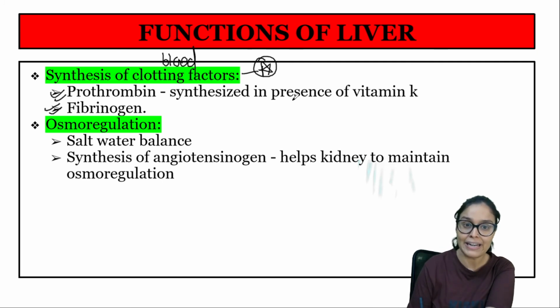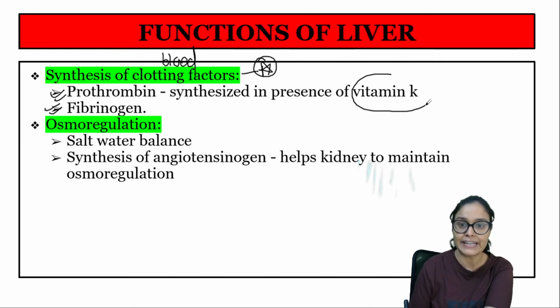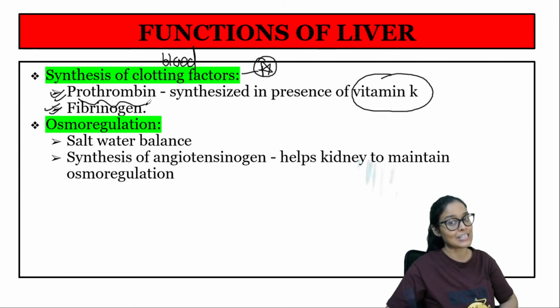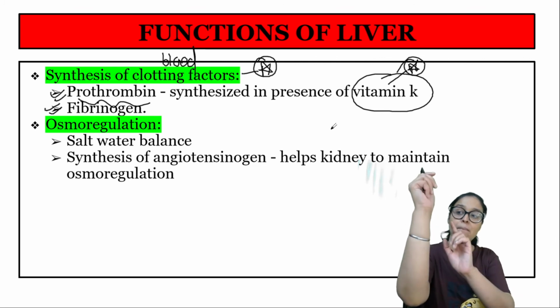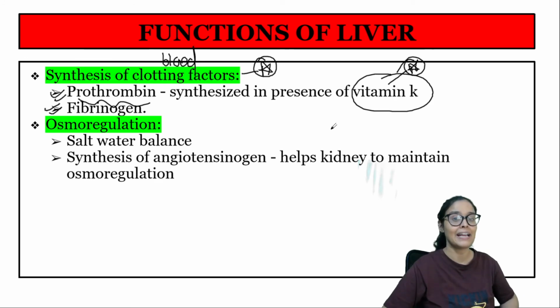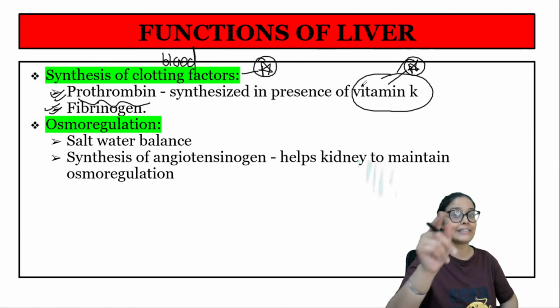Prothrombin requires vitamin K to form this blood clotting factor. Hence, vitamin K is so important for blood clotting. For blood clotting, prothrombin is so important, and prothrombin is formed by the liver using vitamin K. And that's why vitamin K is so important for blood clotting. NEET question.